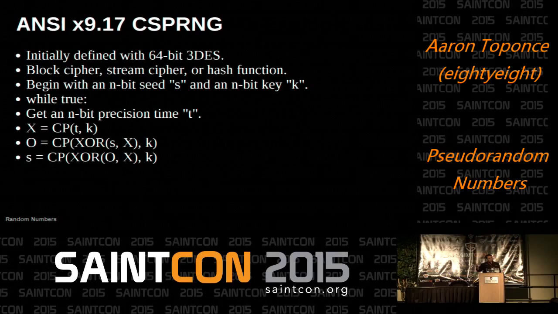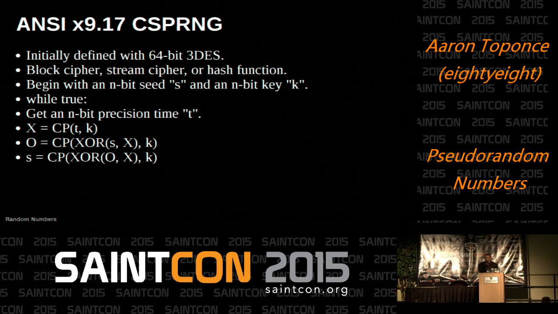Let's look at another generator. This is a standardized generator by ANSI. It's defined in ANSI X9.17, and it's initially defined by using 64-bit triple DES. This has since been superseded by ANSI X9.31, where it defines 128-bit AES, like I just talked about. But the generator works in this way.